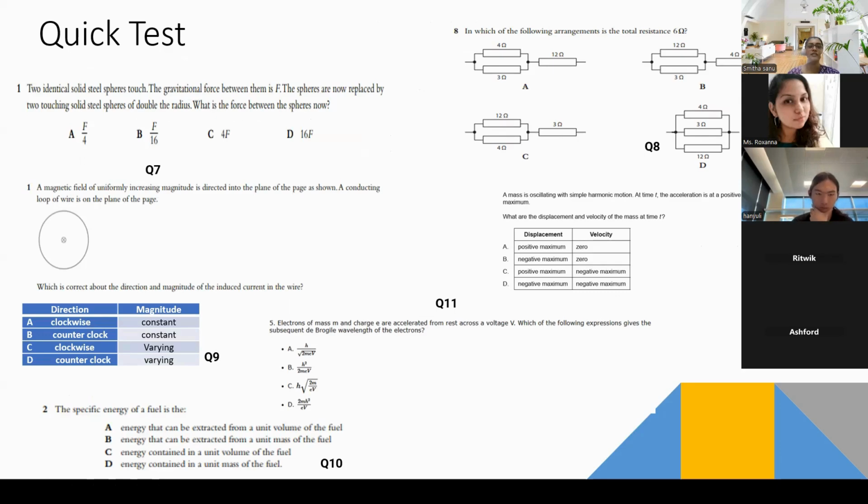Two identical solid steel spheres, okay? The gravitational force between them is F. They are touching each other. The spheres are now replaced by two touching solid spheres with a double radius. The radius r is now 2r. What will be the change in the force between the two spheres? Try to apply the fields. In fields D1 especially, you have gravitational field in D1. Apply the concept of D1 and tell me what is your answer.